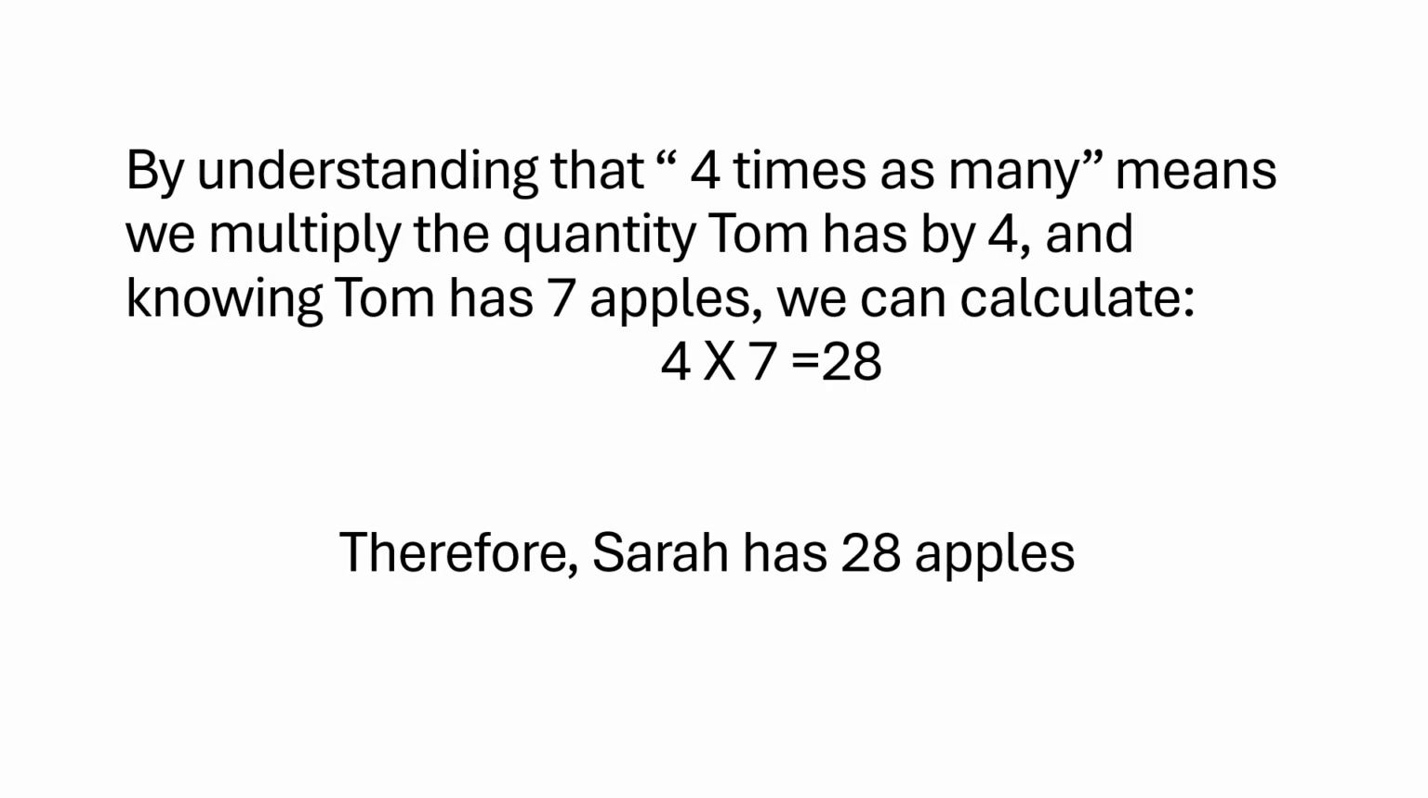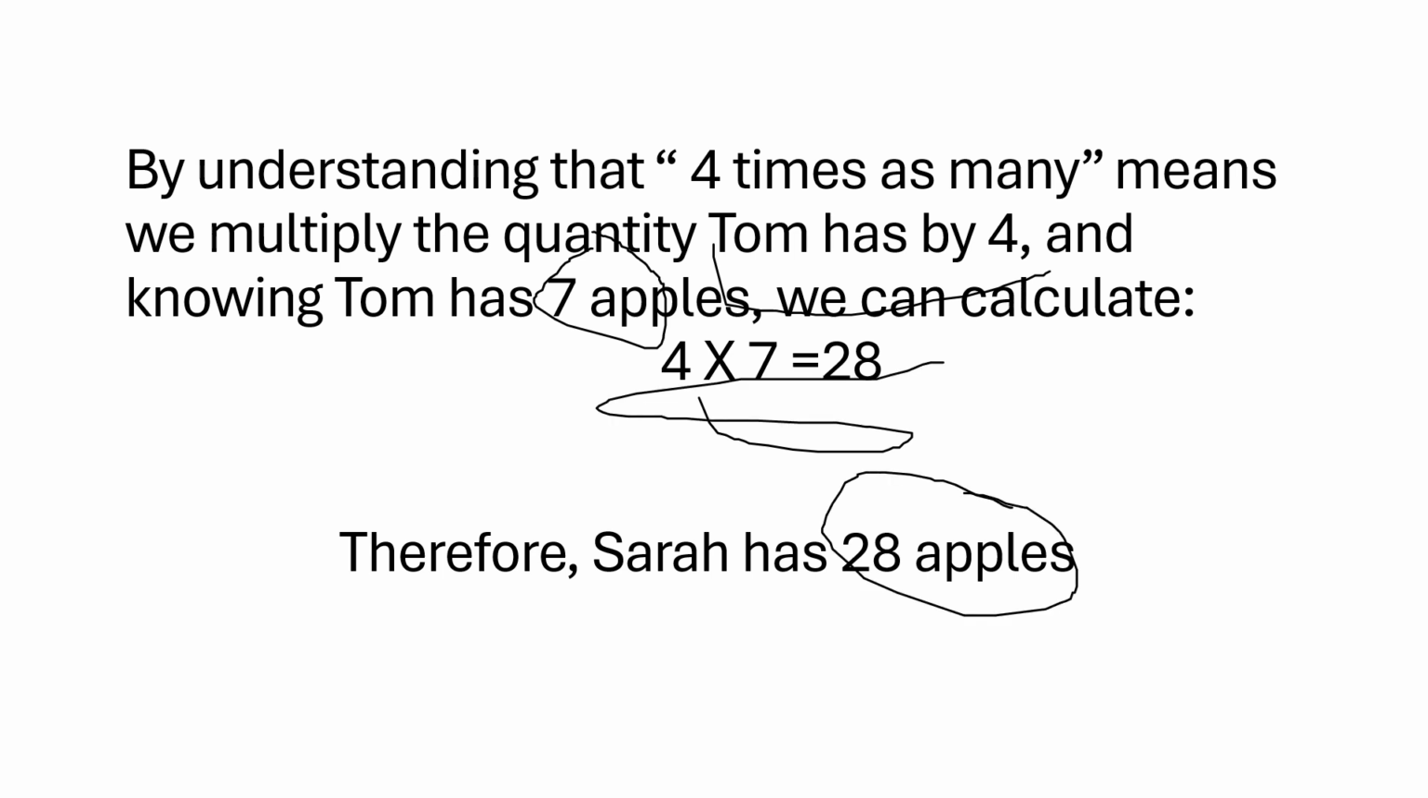So now that we understand that Sarah has 4 times as many, meaning we multiply the quantity Tom has by 4, right? We know that Tom has 7 apples. That's our given in the problem. So we can calculate that 4 times 7 is going to equal 28. Therefore, Sarah has 28 apples.